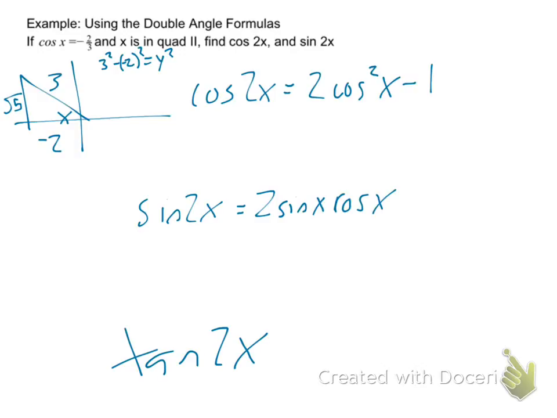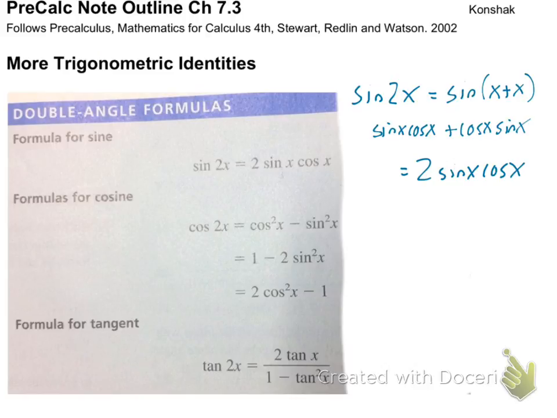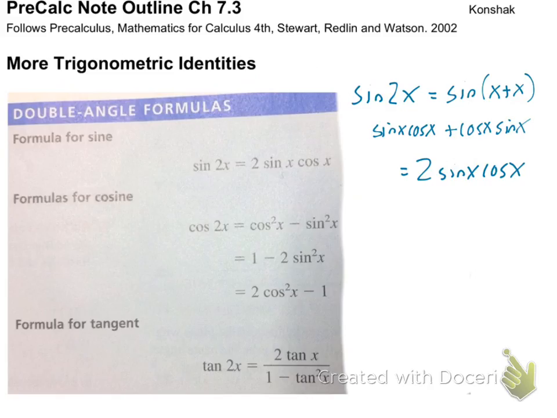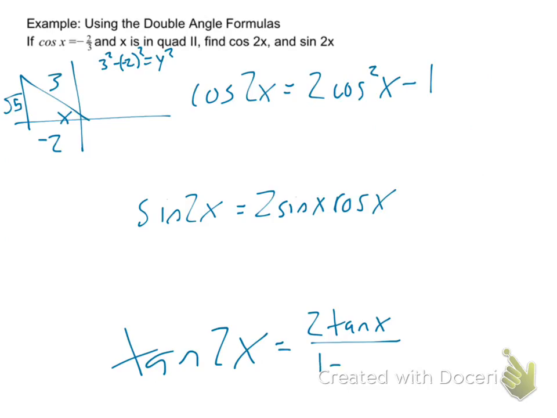Tangent, you only have one option. And remember, that one was 2 tangent x over 1 minus tangent squared x, is it? Then what it comes down to is just your algebra. How good are you at your algebra? Playing coach and evaluate.